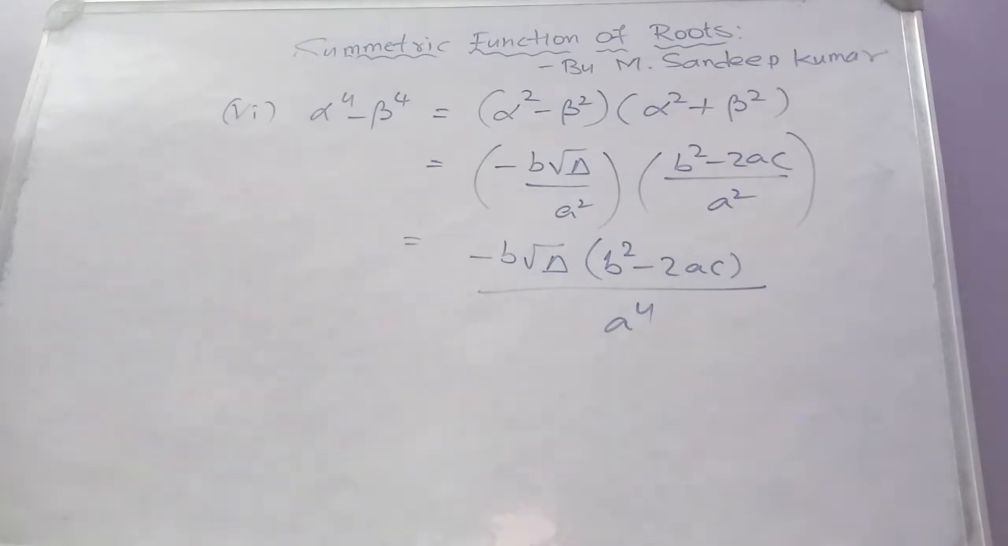Next we will see how to find out alpha power 5 plus beta power 5, and after that alpha power 5 minus beta power 5. That's it.